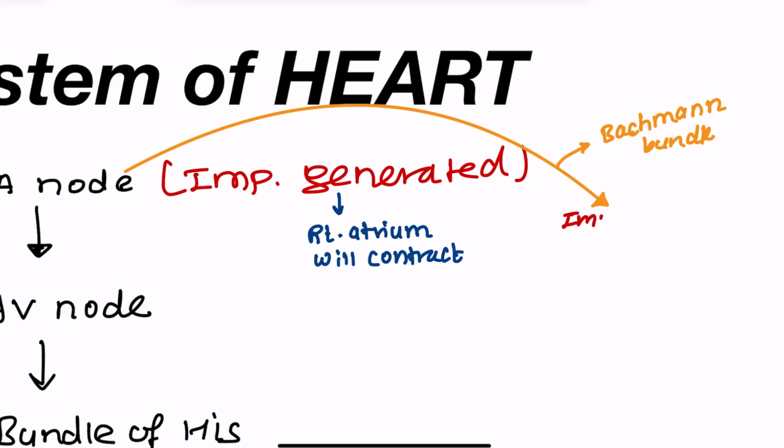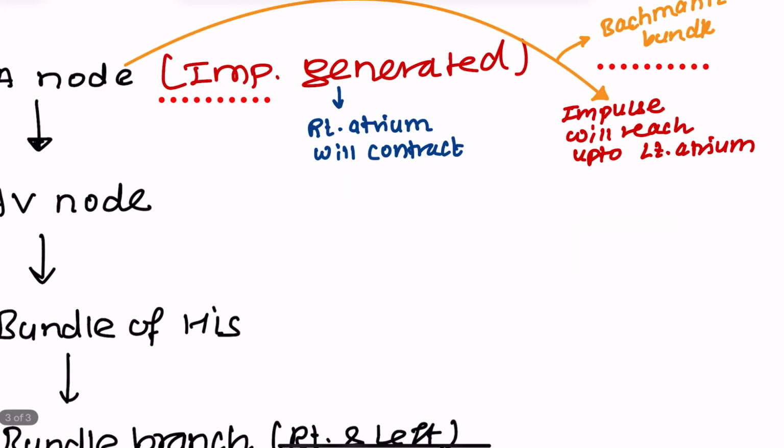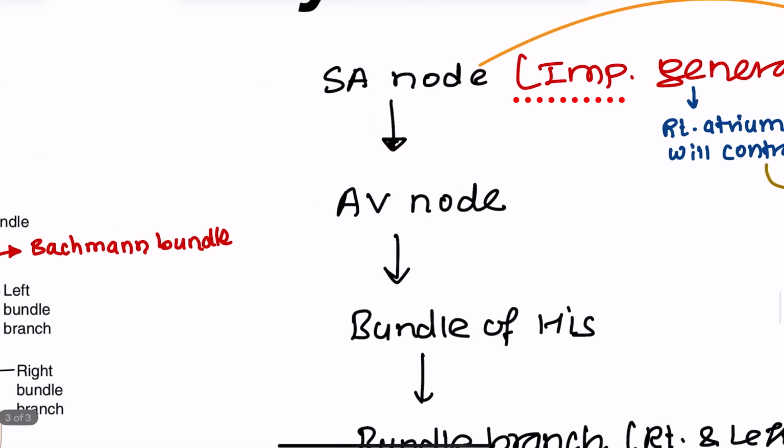Impulse will reach up to the left atrium. Just a few milliseconds gap between them. Now both the right atrium and the left atrium will contract simultaneously. Now the impulse will travel from SA node to AV node, because we also need the contraction of the ventricles.